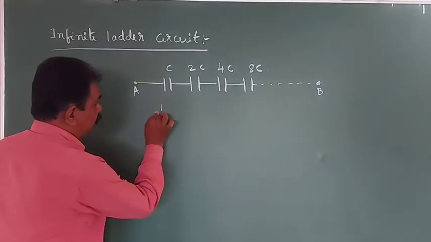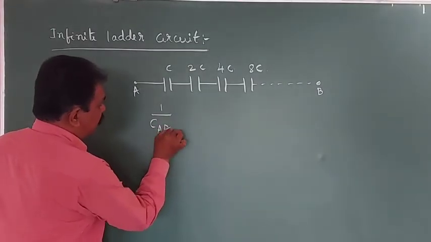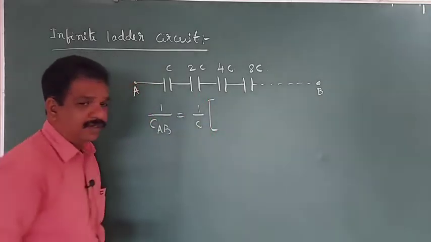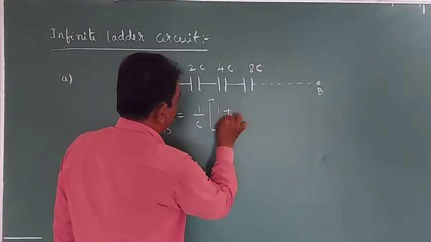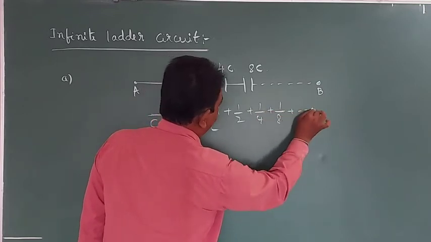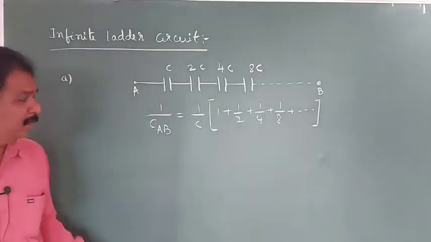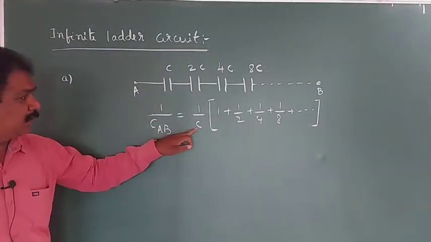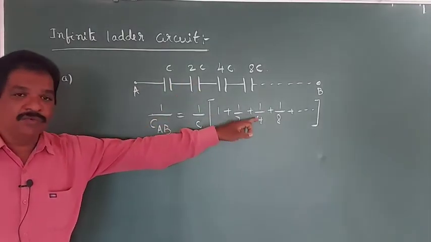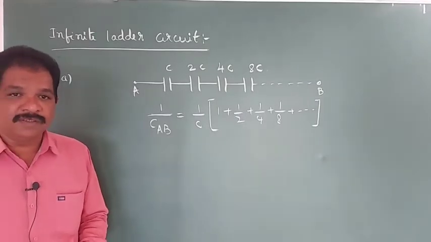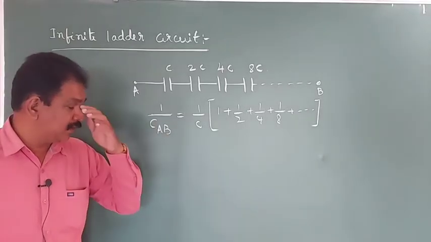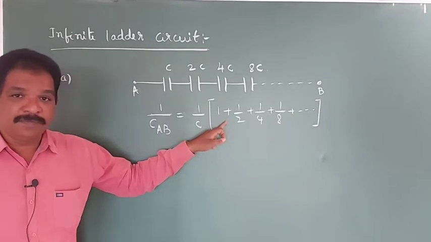So what is the effective capacity? 1 by CAB is equal to 1 by C common for all of that. Here 1, here 1 by 2, here 1 by 4, here 1 by 8, so on. Like this it will be there. 1 by CAB is equal to 1 by C into 1, 1 by 2, 1 by 4. So what is the formula? 1 by C is equal to 1 by C1 plus 1 by C2 plus 1 by C3, so on, like that. This is in GP.